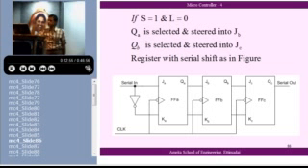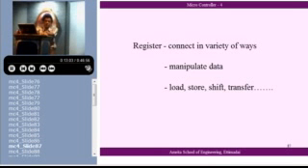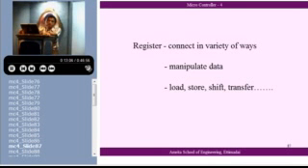Okay, I just explained the same thing here. Now it is for you to use the register. You can connect in different ways. By connecting in different ways, you can manipulate data the way you want. You just recall what we did with ALU. I am doing a similar thing with flip-flops here. I connect the way I want, and I make it work the way I want.